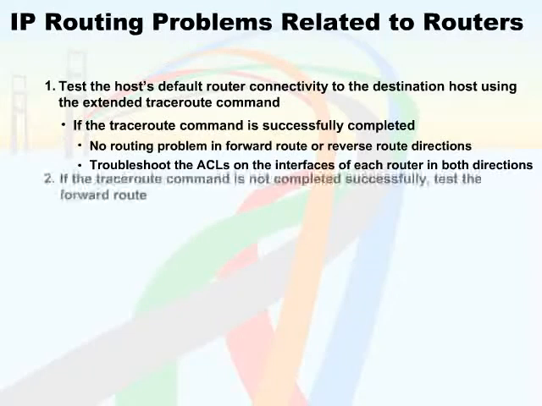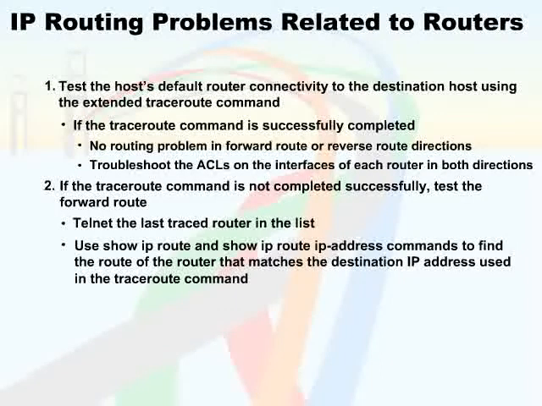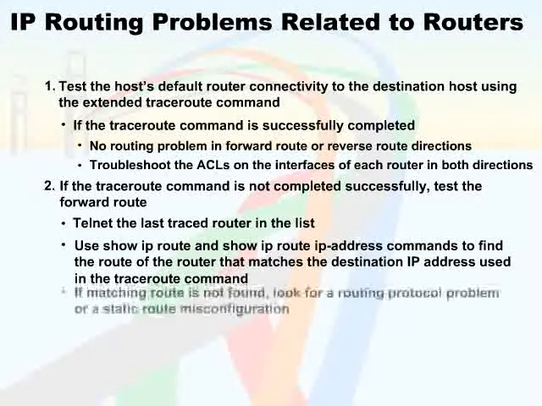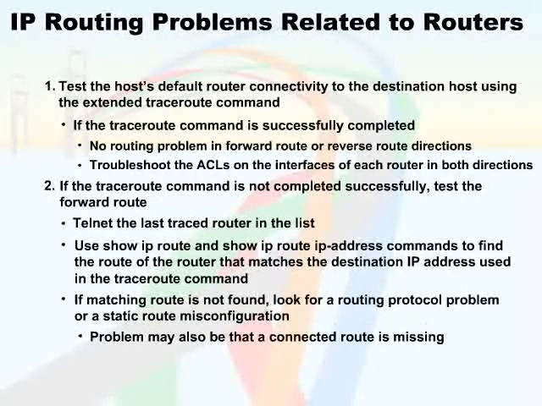To do this, we need to test the forward route when the traceroute command is not completed successfully. To test the forward route, we'll first telnet into the last traced router in the list. Then, find the route of the router that matches the destination IP address used in the traceroute command by using the show ip route ip-address command. If a matching route is not found, we need to look for either a routing protocol problem or a static route misconfiguration. The problem may also be that a connected route is missing.